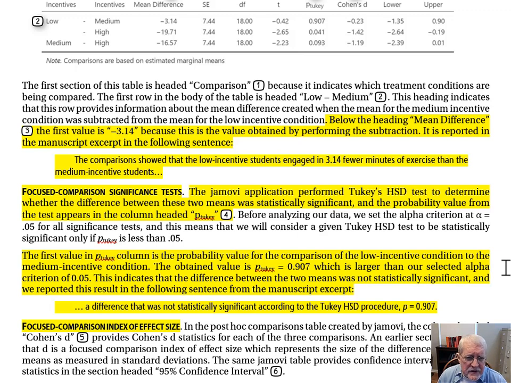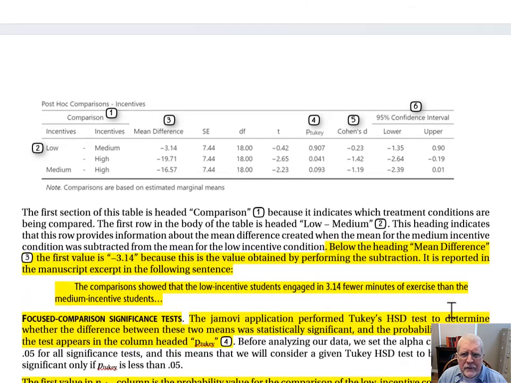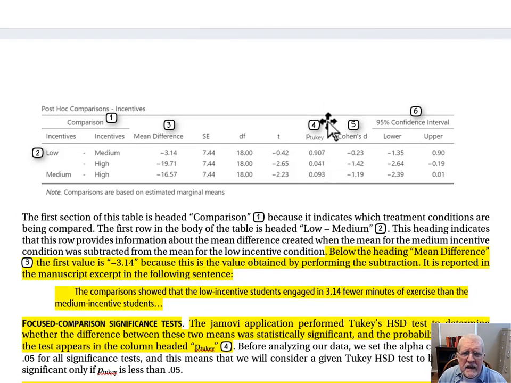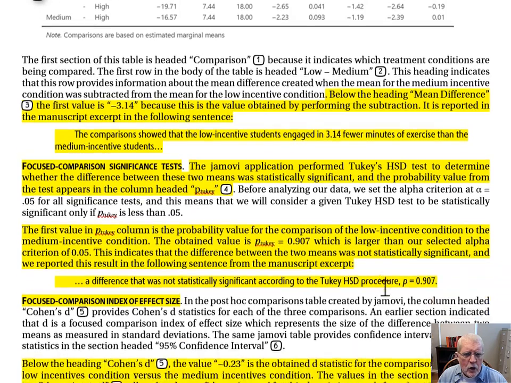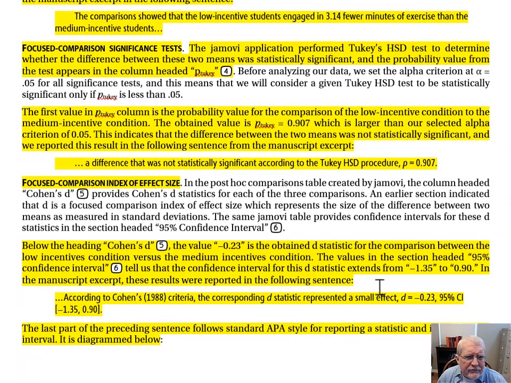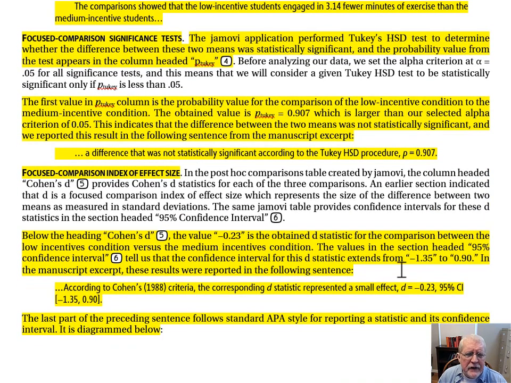And we reported this result in the following sentence from the manuscript excerpt. A difference that was not statistically significant according to the Tukey HSD procedure, P was 0.907. Where did that come from again? Below the heading P Tukey. For my first comparison, the p-value is 0.907, non-significant. We continue. Okay, it was non-significant, but maybe it still had a big focused comparison index of effect size.